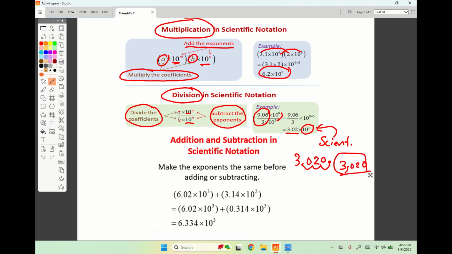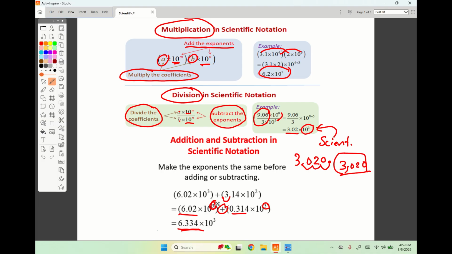Alright, so with adding and subtracting, you cannot add unless these exponents match. In many cases, you're going to have to move the decimal 1 time to the left so we can raise that exponent 1 unit. And now the exponents match. So once they moved it, now you can add the numbers in the front, which give you 6.334. And the 10 to the third does not change, because when you add or subtract, exponents don't change.